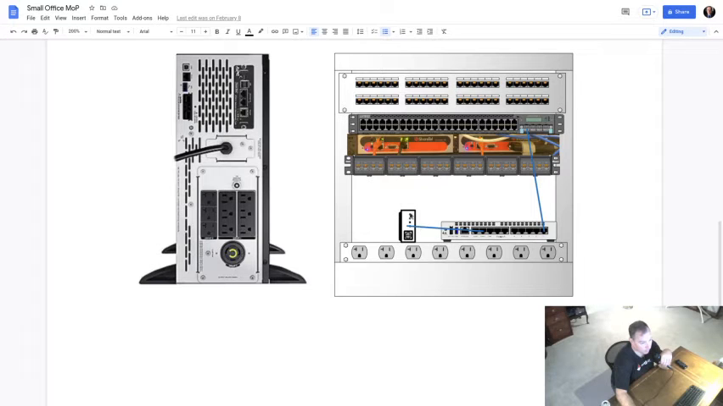Could be a firewall, could be a cable modem. It depends on what type of use case you're going to be operating in, whether or not you're a branch office for a larger enterprise or you're a standalone small medium business. That will determine what this device is actually going to be.